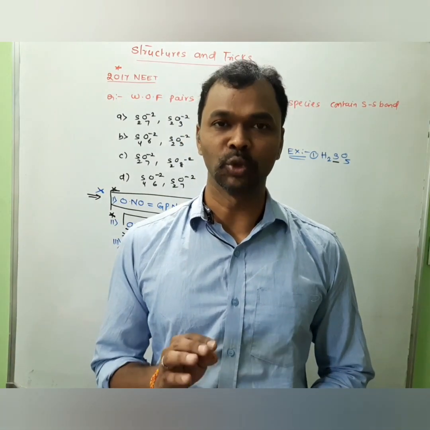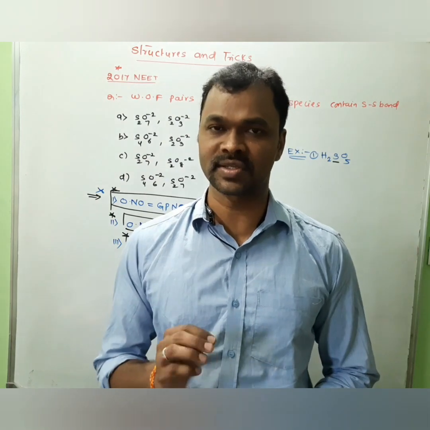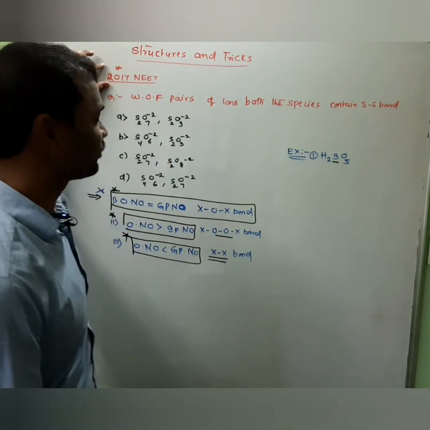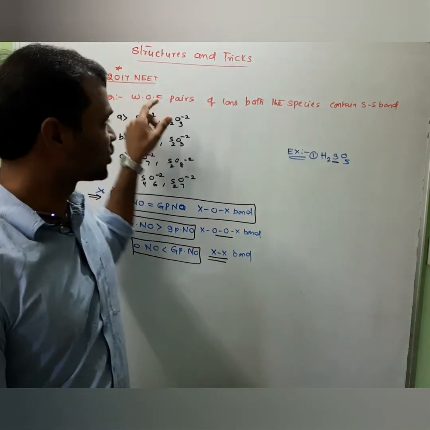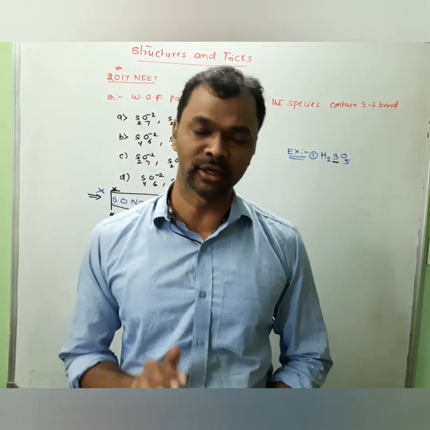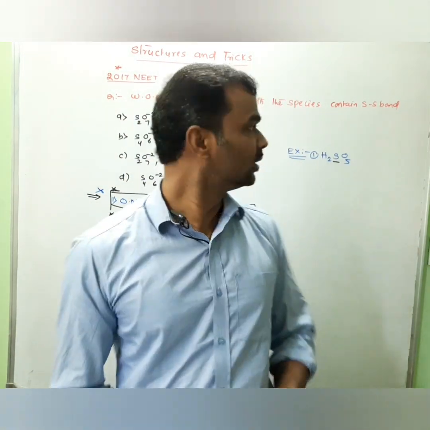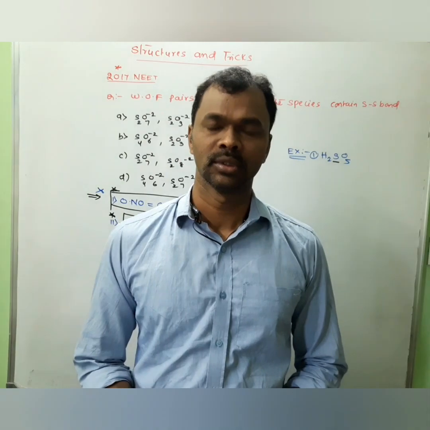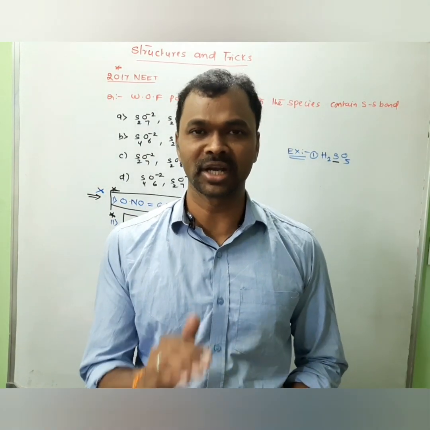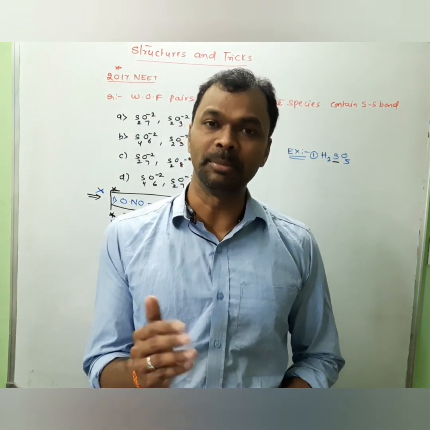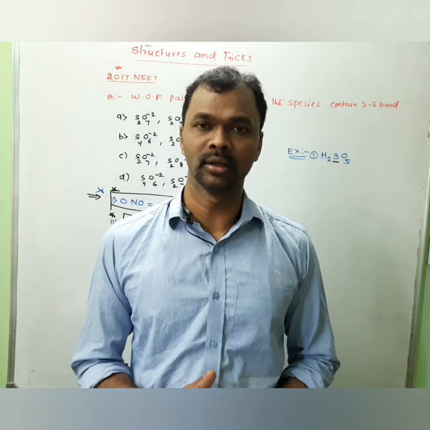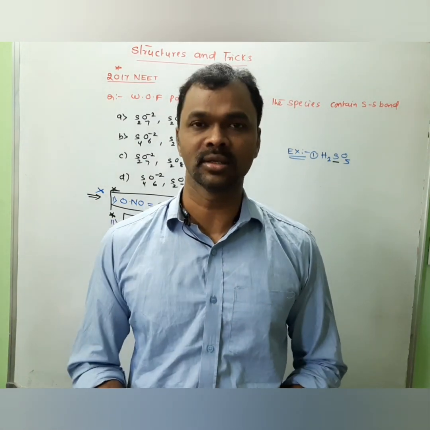Today's class, I'm going to discuss structures and their tricks. 2017 question, if you observe, neat question: which of the following pairs of ions, both the species, contain S-S bond? Questions will be asked on which contain S-S bond, P-P bond, P-O-P bond, S-O-O-S linkage, etc.